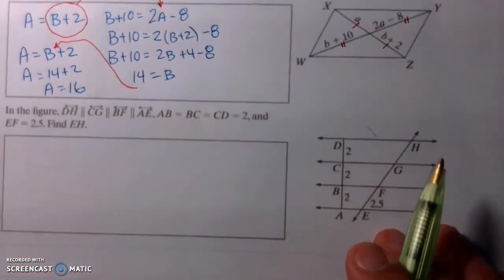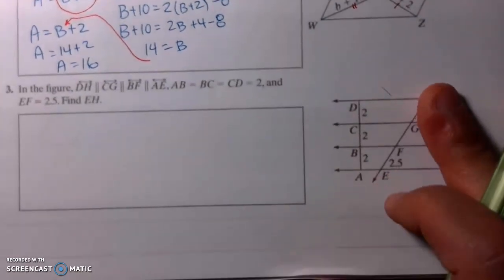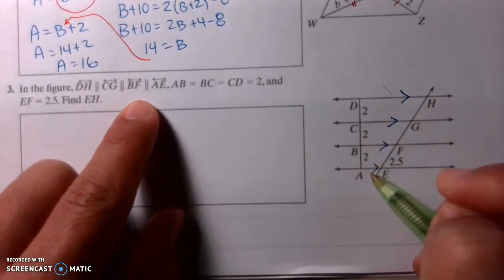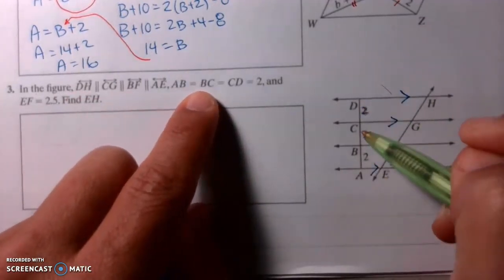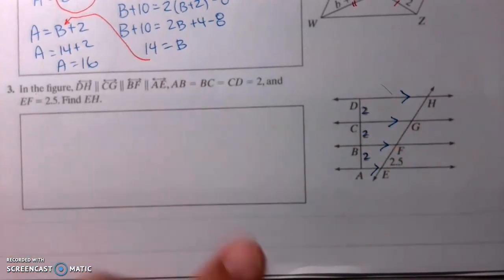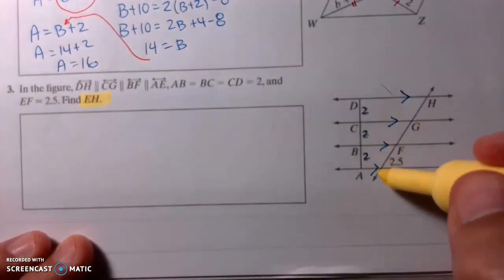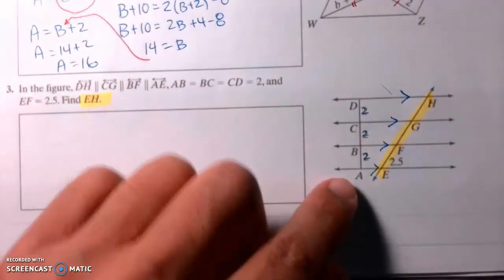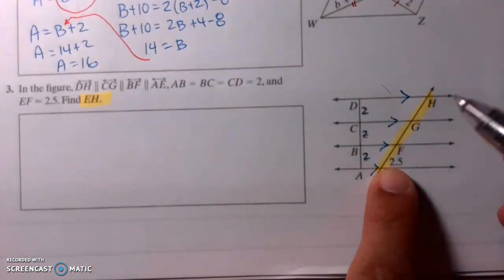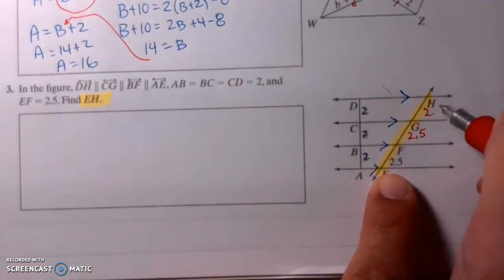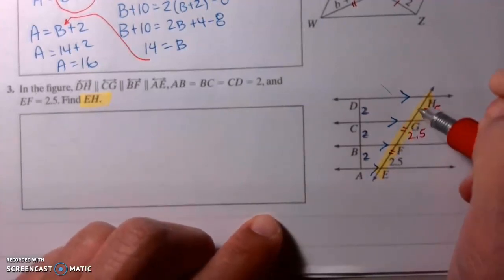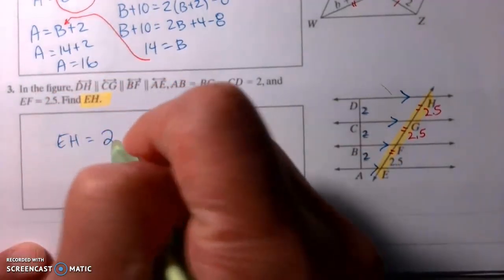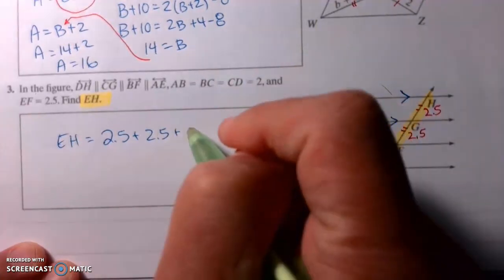Okay, and finally, number 3 here. You've got parallel lines, parallel, parallel, parallel, parallel. You'll notice 2 inches, 2 inches, 2 inches, and then they're going to say, well, how long is EH? How long is it from E to H? Well, it's not 2 plus 2 plus 2. That's if the transversal goes straight up. This is 2.5, so this is also 2.5, and this is also 2.5. So each one of these parts in yellow is 2.5. So E to H in its entirety is 2.5 plus 2.5 plus 2.5, which is 7.5.